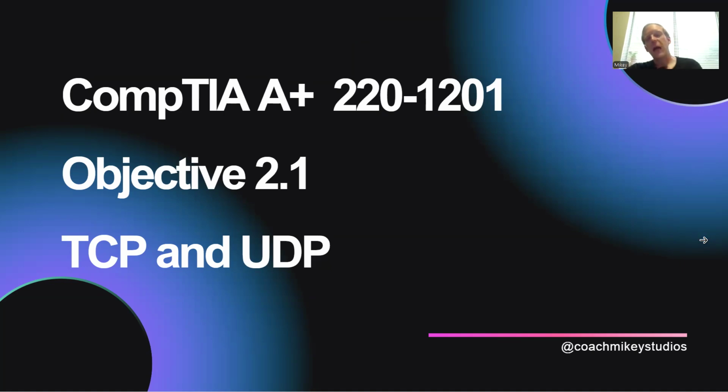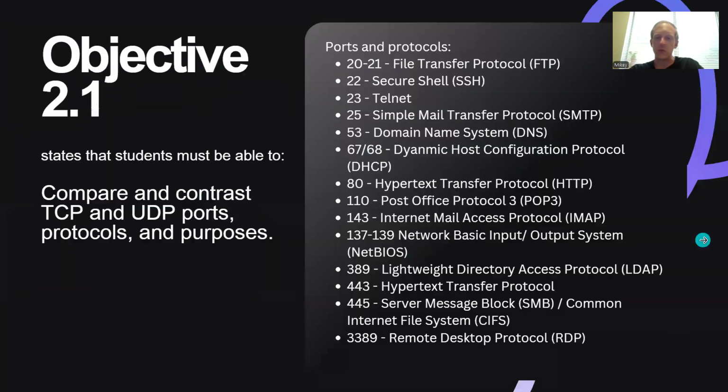Today we're going to look at Objective 2.1, which has you compare and contrast TCP and UDP and all the different programs and protocols that are used. The objective states that students must be able to compare and contrast TCP and UDP ports, protocols, and purposes. All right, well, let's take a look at the list. What do we have here?